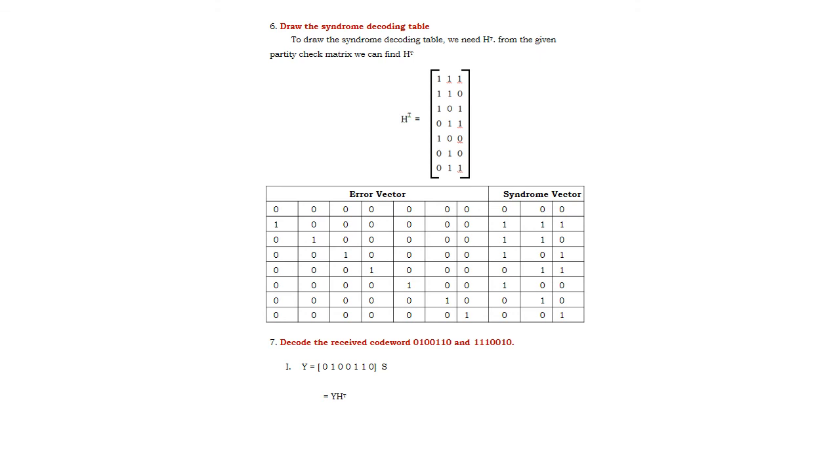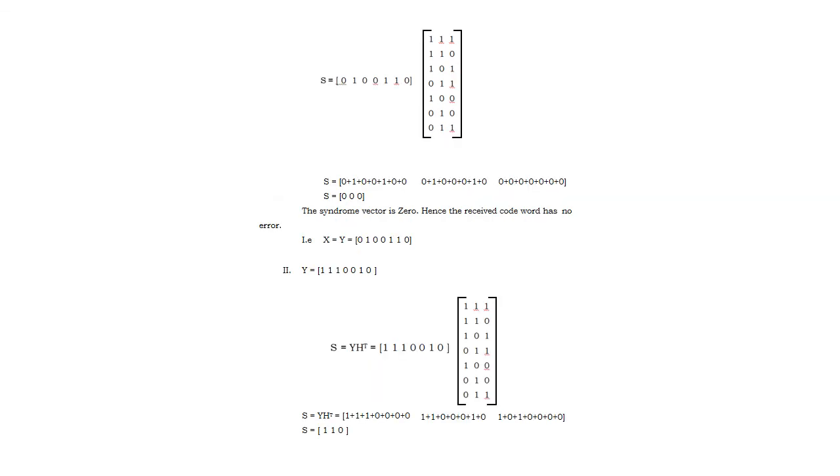Okay. So next one is decode the received code word, that is 0 1 0 0 1 1 0 and 1 1 1 0 0 1 0. So in that we have to write YH transpose. So that is S is equal to YH transpose. So S is equal to, we have to add it row and column wise like that. So the syndrome vector is 0. So hence the received code word has no error.